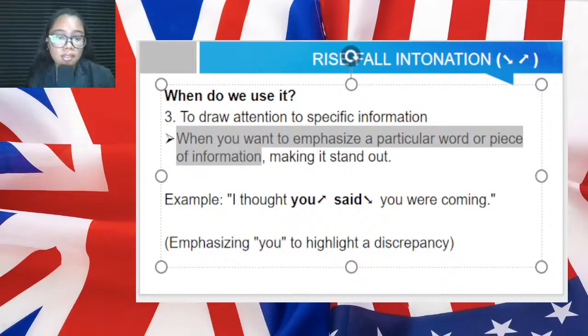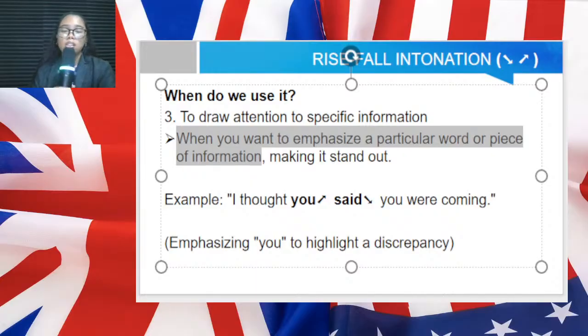So the distinct movement of your pitch, rising to a high point and then quickly falling, makes that word much more noticeable to your listener. It signals, hey, listen closely to this word because this is the key part of my message right now. It prevents ambiguity and it guides your listener's focus. Okay? Now, let's examine the example on the slide more deeply.